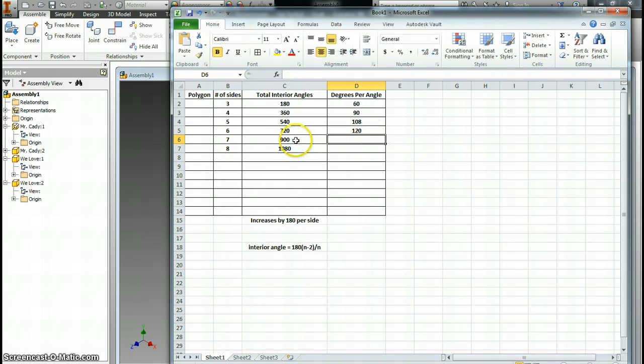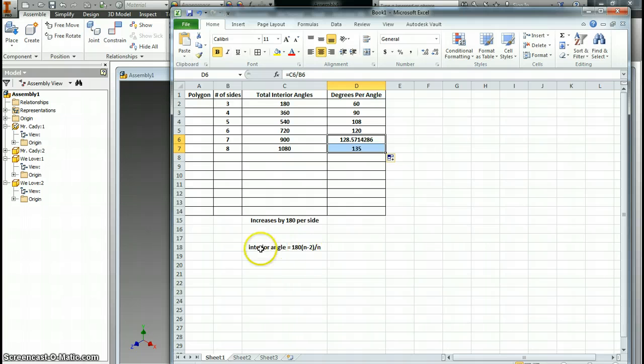And then this next one would be, let's see, equals this divided by this, enter. So it's about 128.6 degrees for the interior angle. So I wouldn't recommend doing a 7-sided tower. But again, on an 8-sided tower, if we drag that function down into here, 1080 divided by 8 gives you 135 degrees for the interior angle. So anyways, that's how that works.